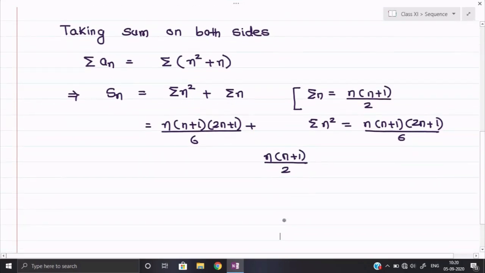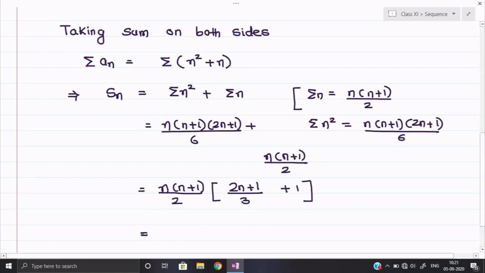Now we need to simplify a little bit over here. We will take some terms common. Observe, n and (n plus 1) are common between both the terms, as well as upon 2 we can also take common. So what will remain here? 2n plus 1, and in the denominator here it will remain 3, and in the second term it will remain only 1.